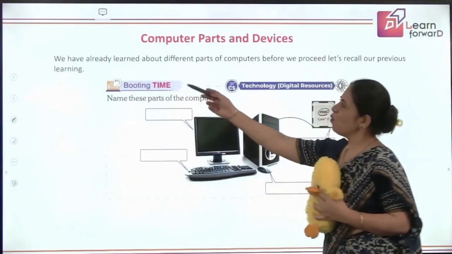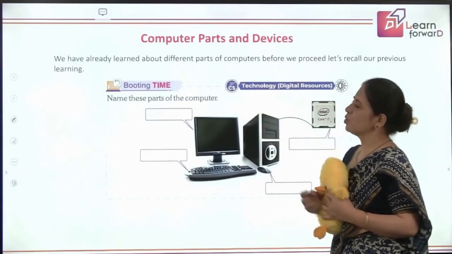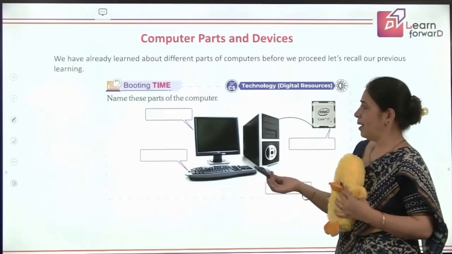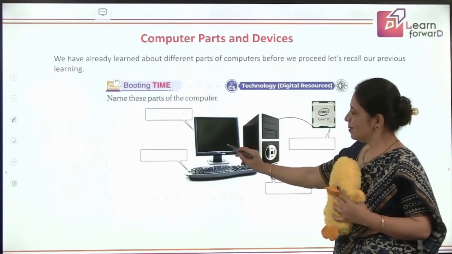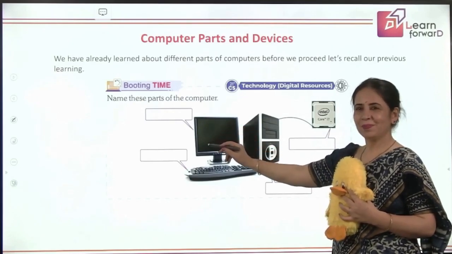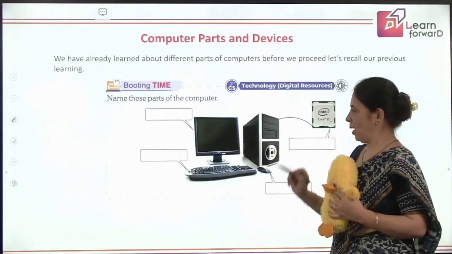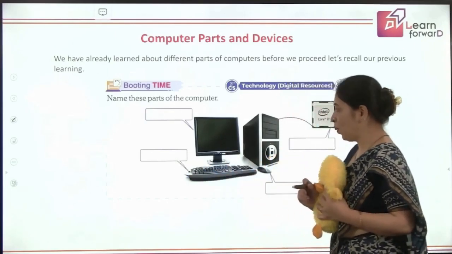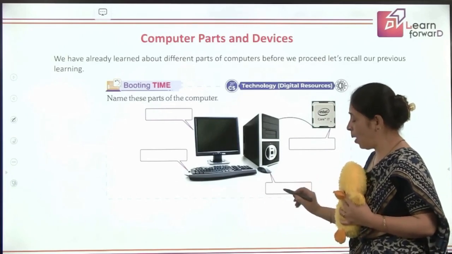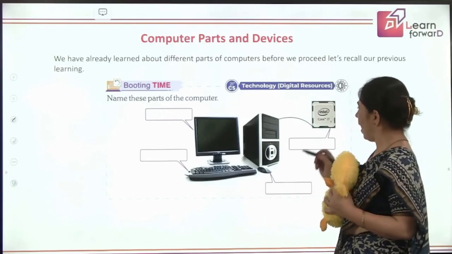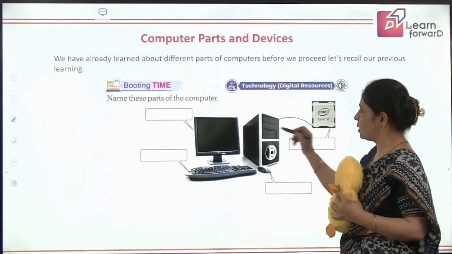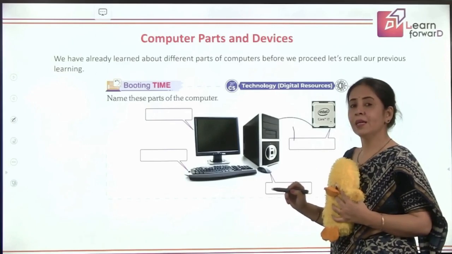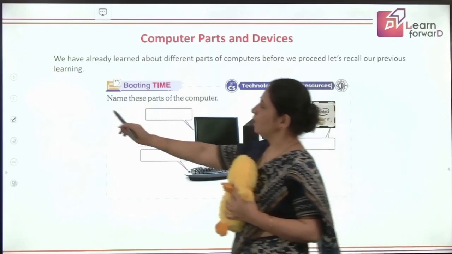So children, we have already learned about different parts of the computer. So before we proceed, come let's see and name them. What is this? Come on, tell me. Correct. This is monitor. Yes, yes, you are right. This is keyboard. And we have a mouse here with us. And this is the processor inside this CPU cabinet. Right? So come, we move ahead now.